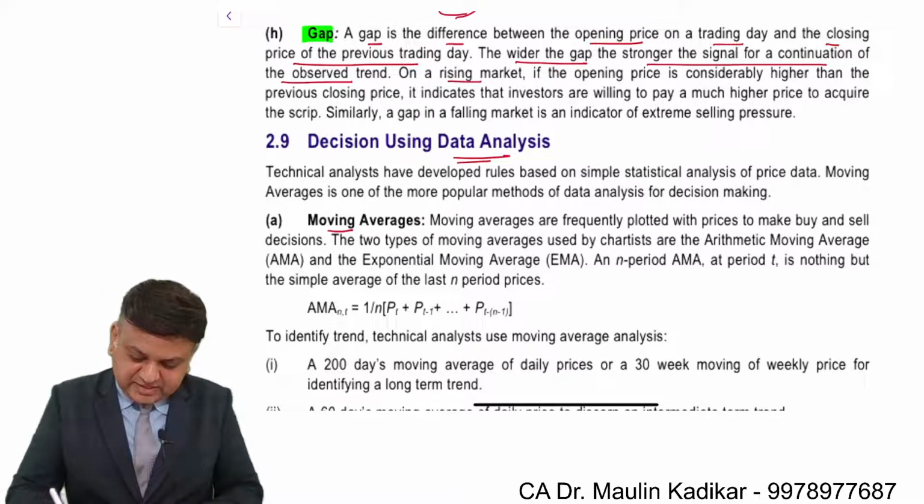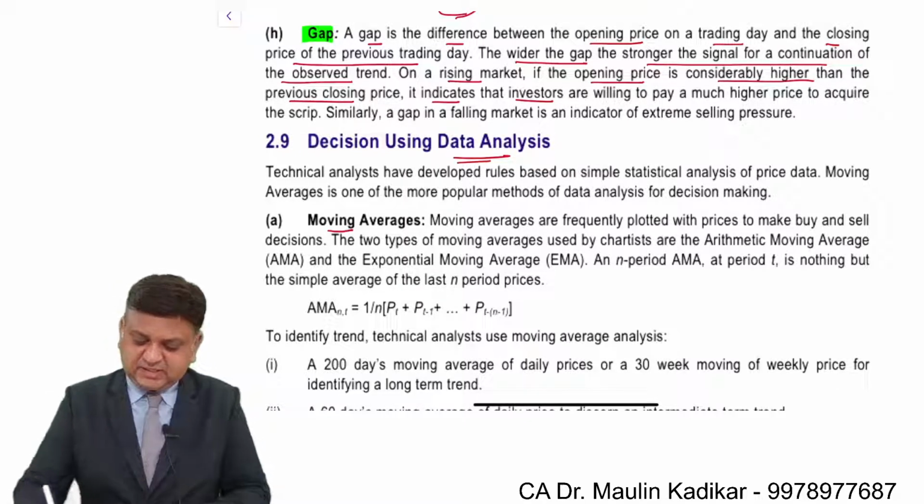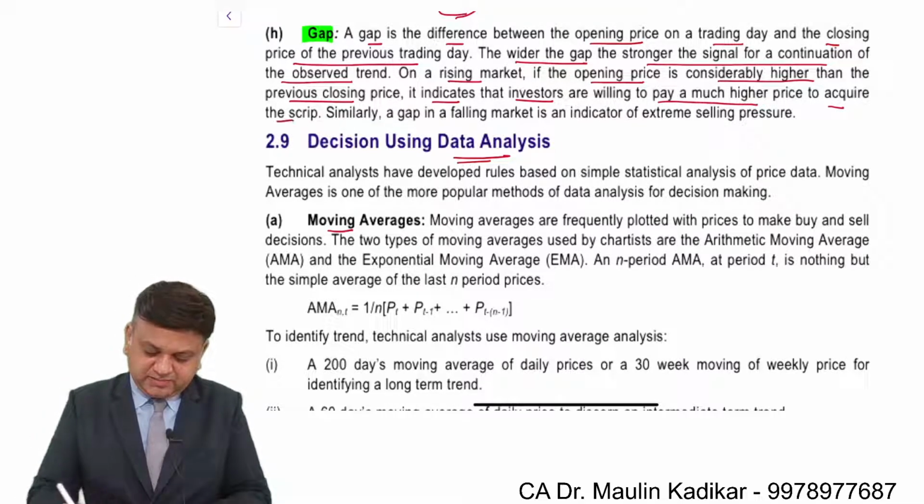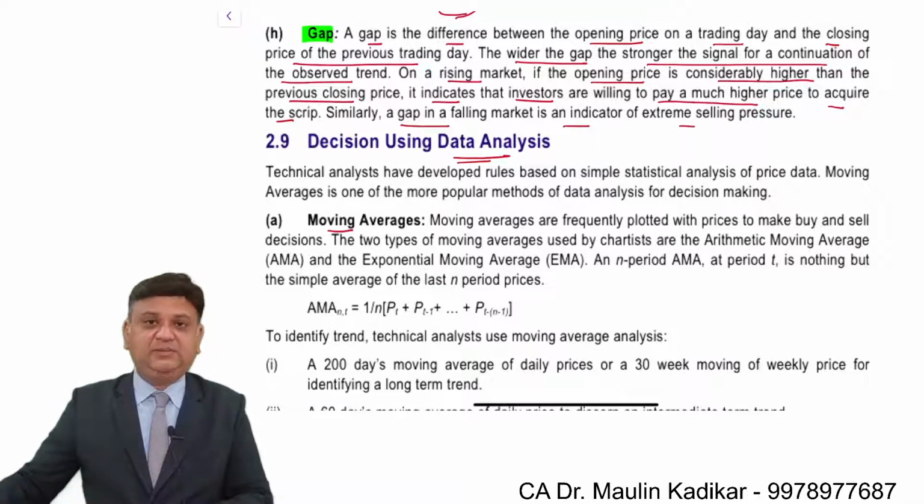On a rising market, the opening price is considerably higher than the previous closing. It indicates that the investors are willing to pay a much higher price to acquire the scrip. Similarly, a gap in a falling market indicates extreme selling pressure.